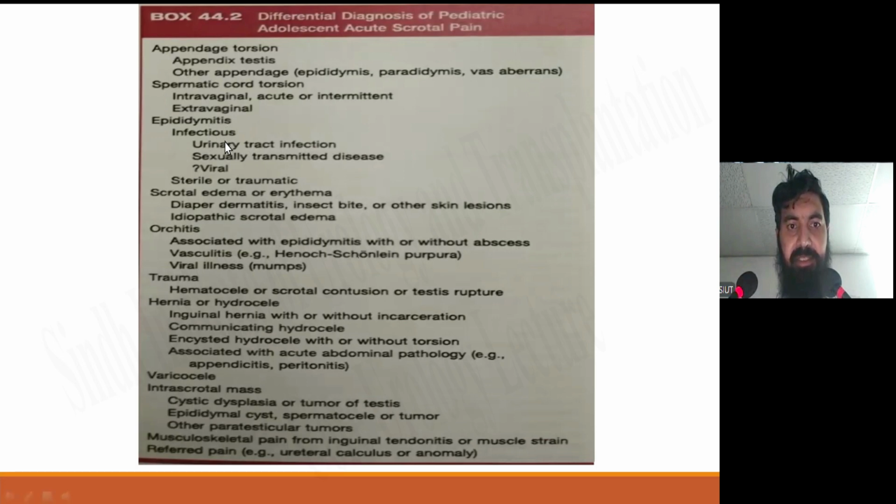The patient may have epididymitis, and scrotal wall edema or erythema due to some insect bite or skin lesion, orchitis, and trauma, hernia or hydrocele, inguinal hernia without incarceration, communicating hydrocele, encysted hydrocele with or without torsion, and maybe in adults they present with varicocele, intrascrotal mass, cystic dysplasia or tumor of the testis, epididymal cyst, and they may have musculoskeletal pain, and the pain may be referred pain due to a ureteric stone, distal ureteric stone.